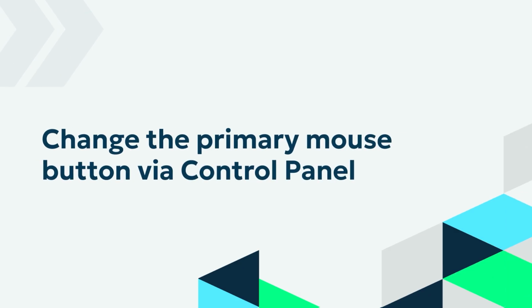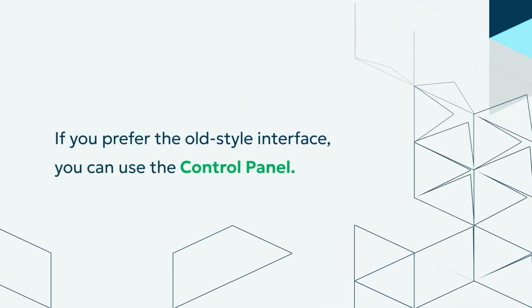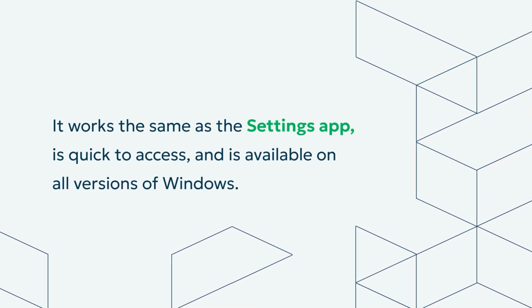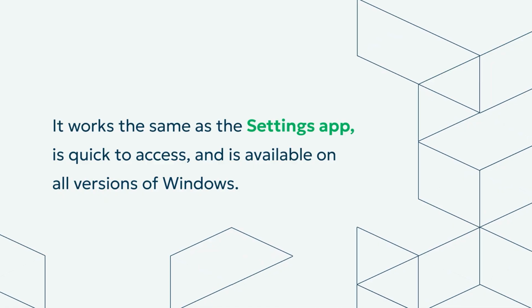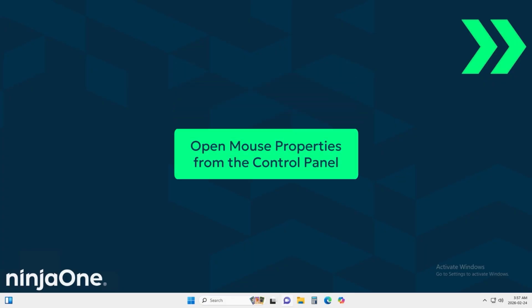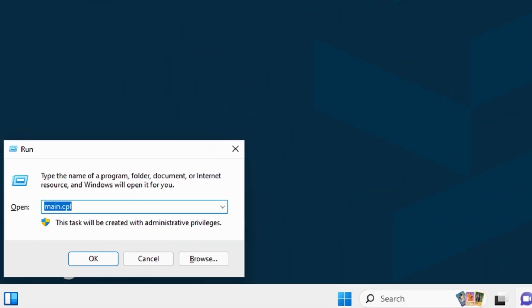Method 2. Change the primary mouse button via Control Panel. If you prefer the old-style interface, you can use the Control Panel. It works the same as the Settings app, is quick to access, and is available on all versions of Windows. Open Mouse Properties from the Control Panel. To do this, press Windows+R, type main.cpl, and hit Enter.